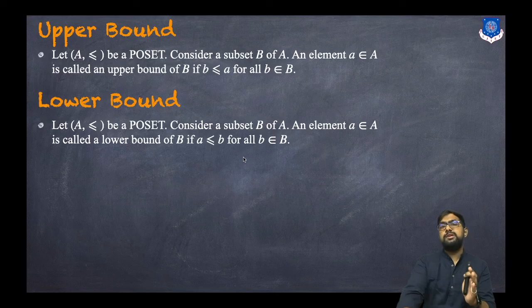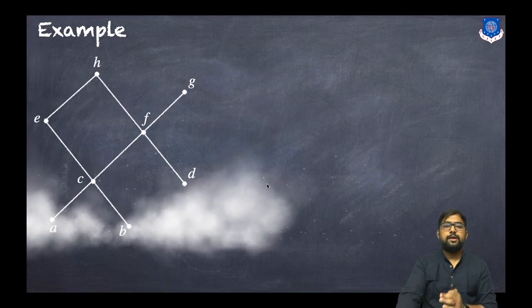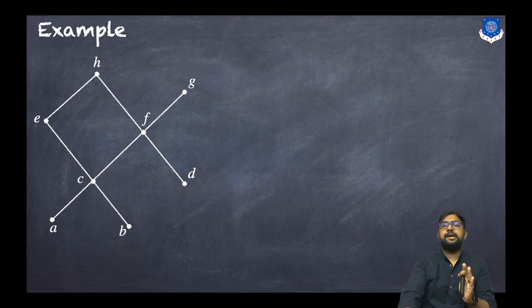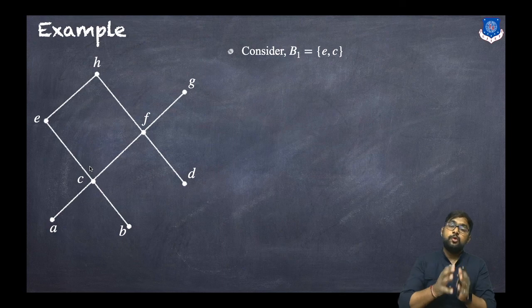Now we will proceed to the examples. This is the Hasse diagram that is given. Now consider B1 equals {E, C}. So we have a specific set, B1, that is E and C. Now we want to find the lower bound as well as the upper bound of this given set. First we will find the upper bound.